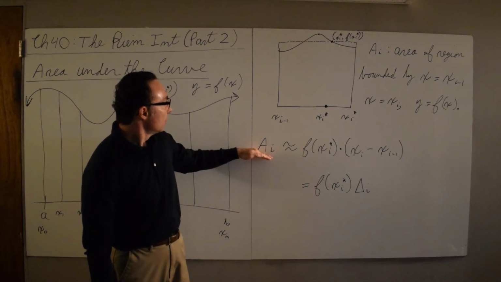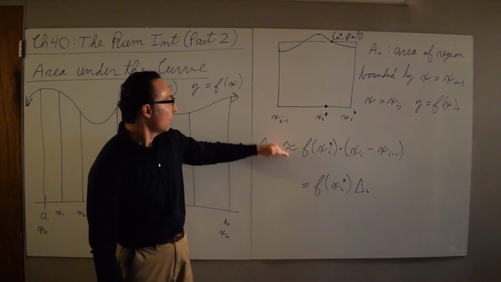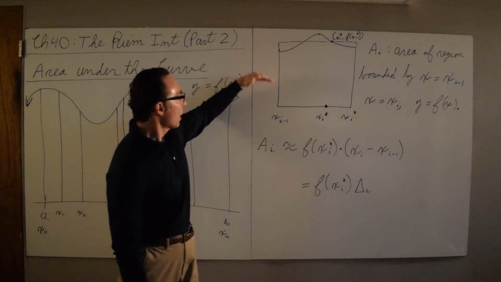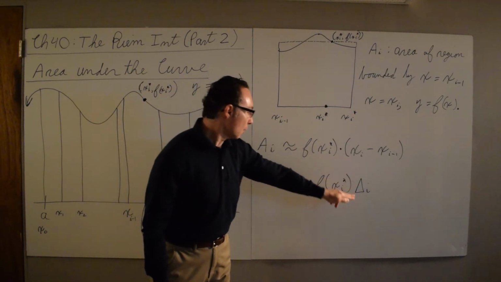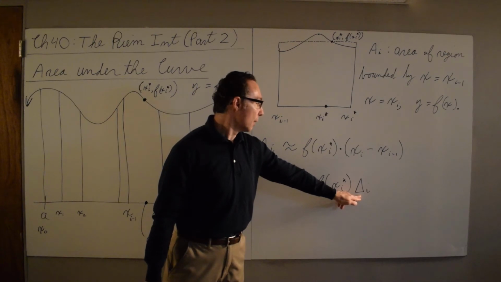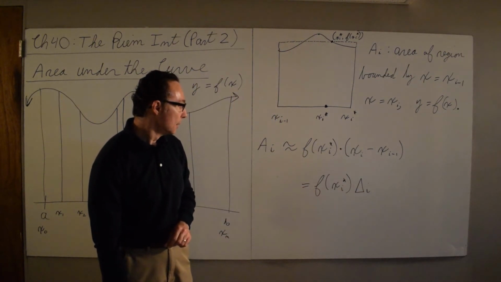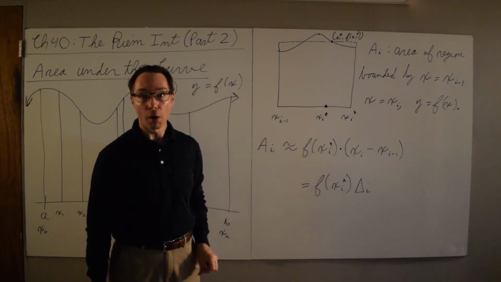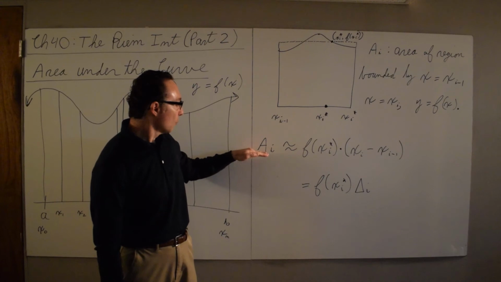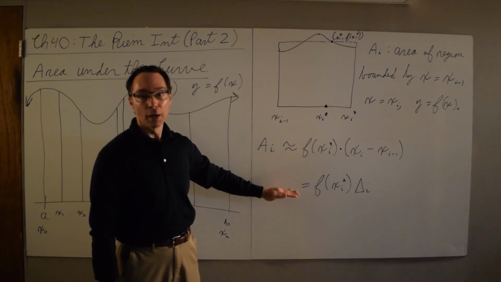And so the area of this region that we're interested in is approximately the area of this rectangle. This is the width, which is also delta sub i. Remember, delta sub i is x sub i minus x sub i minus 1. And the height of this rectangle is f of x sub i star. And the area of the region we're actually interested in is approximated by the area of this rectangle.